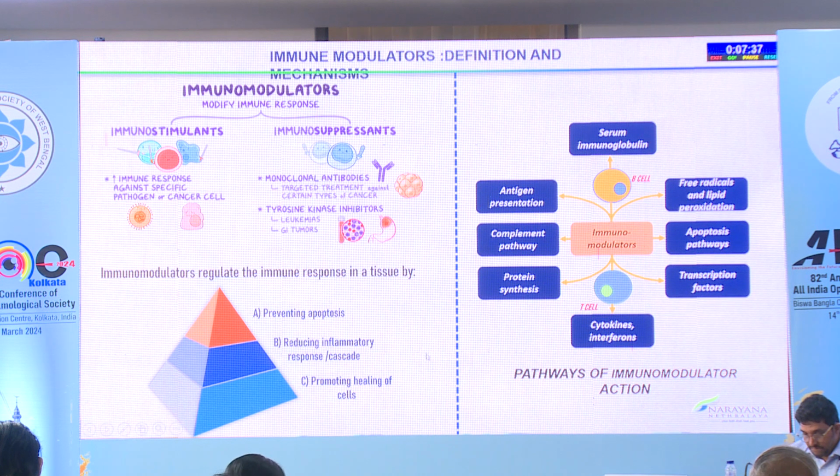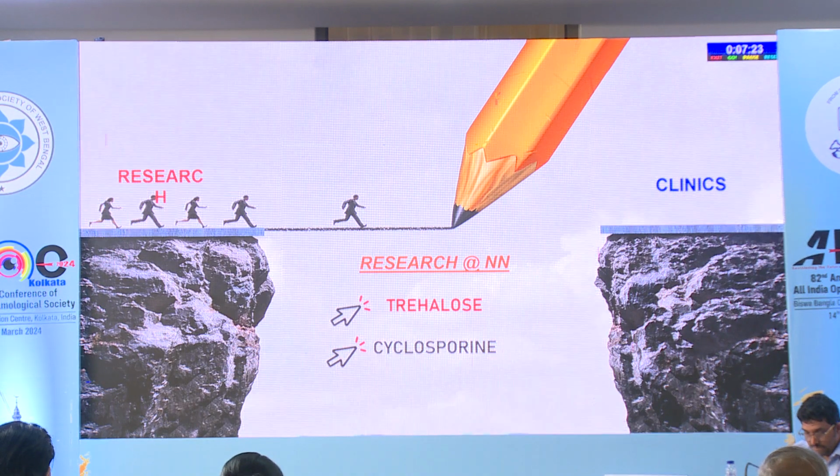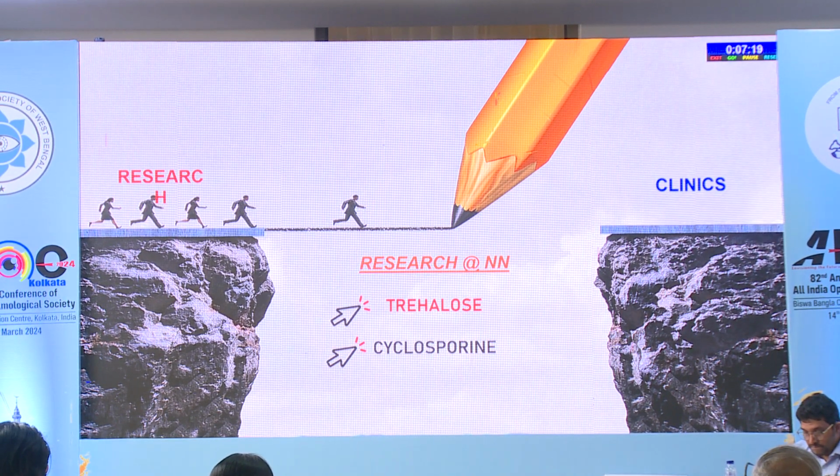But when you look at immune modulators, they prevent apoptosis, reduce the cascade system, and help healing of cells. They're very simple ones. I'm not going into the more specific ones, which would need a longer time and a different time to discuss.